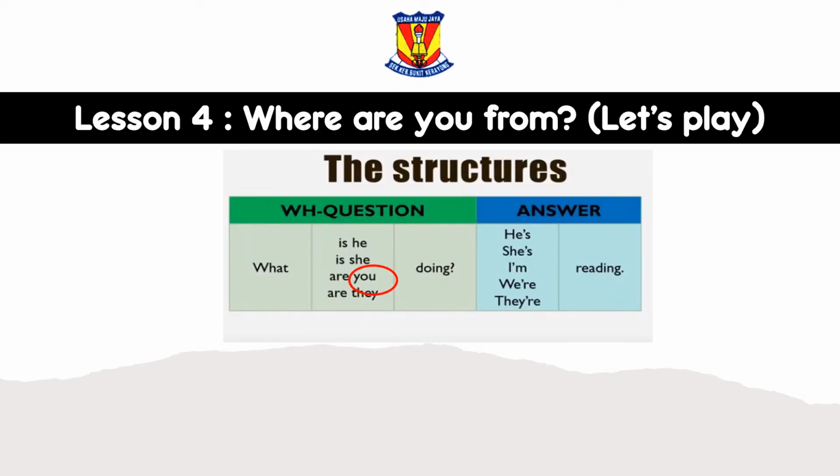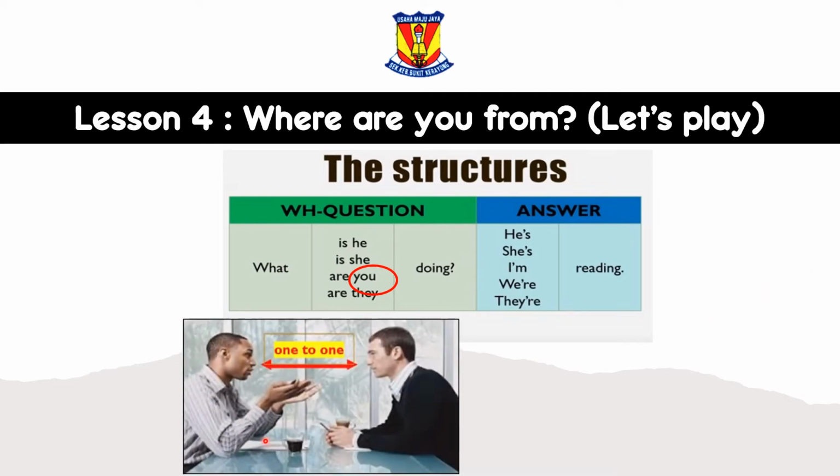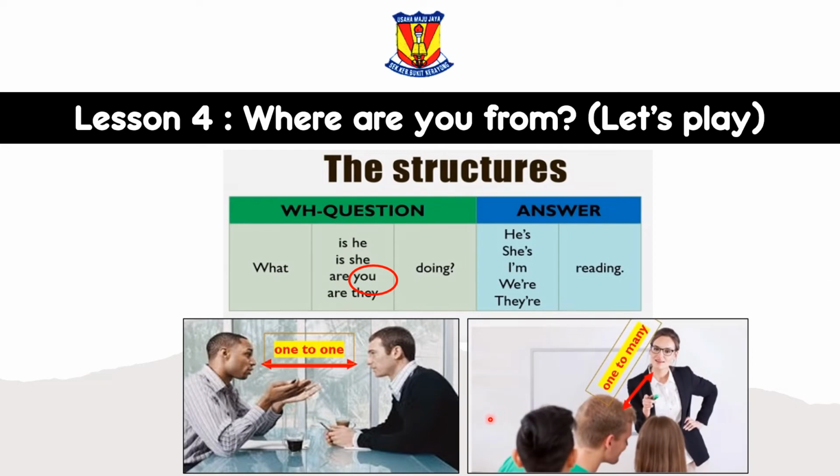If we look at the word you, when we want to ask a question using you, what are you doing? There are two situations that we have to know. The first situation is when you are talking to one person, it's a one-to-one talking, so you might ask, what are you doing? Another situation is when you talk to a group of people.